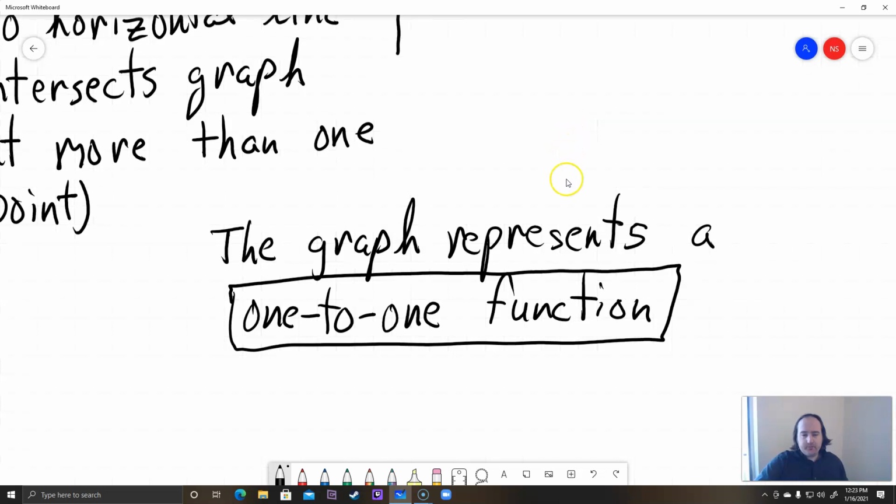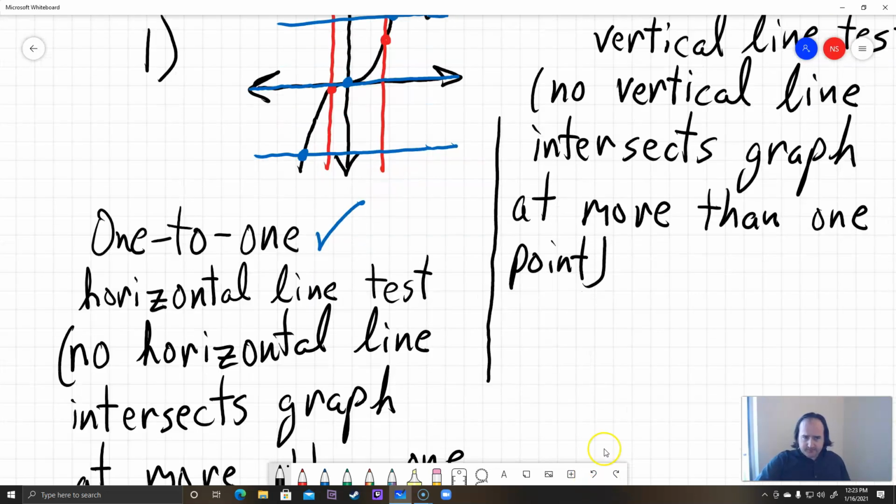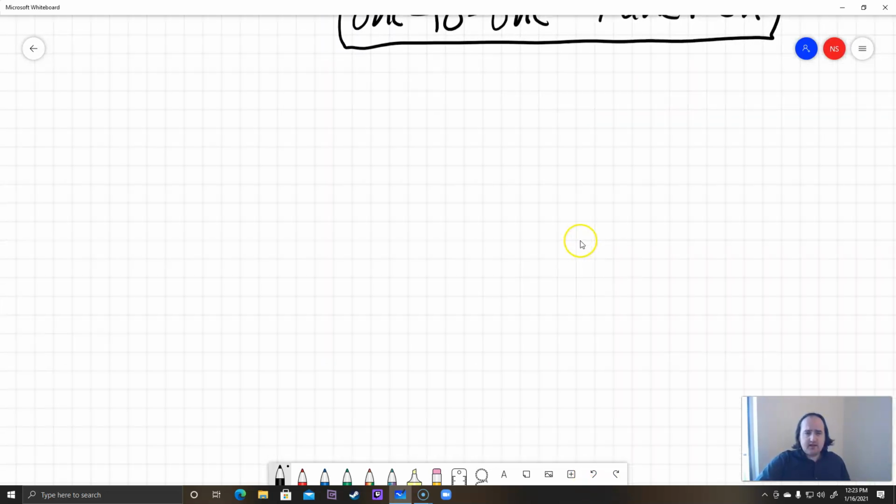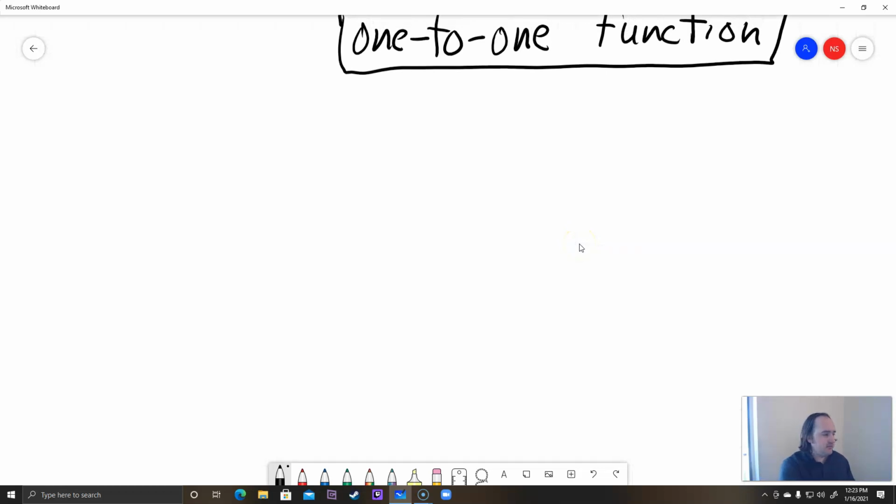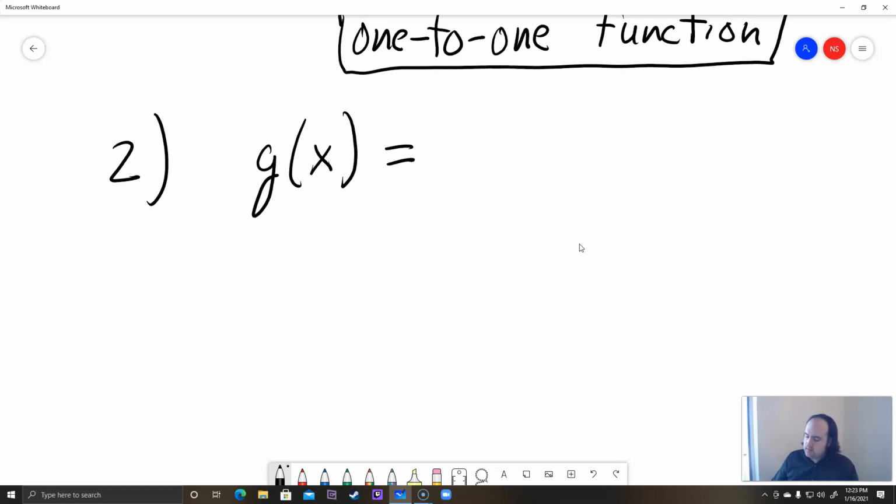All right. So we're going to do one more example, just to make sure we can see an example that's a little different. Okay, so let's take a look at another graph. Okay, so example number 2. For example number 2, our graph is going to be g of x equals absolute value of x. Okay, g of x equals absolute value of x.